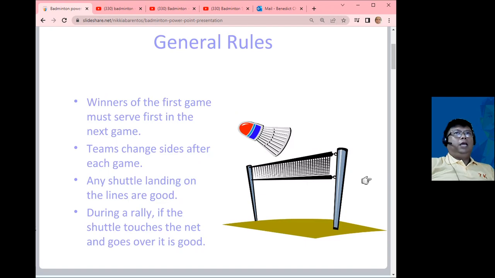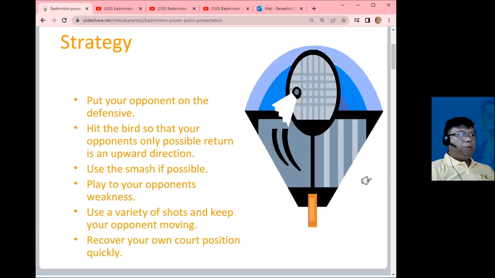Technically you should be able to have the same service in the succeeding games. Teams change sides after each set game. Any shuttle landing on the lines is good. Technically, pag tumama po sa line, good po yan. During a rally, if the shuttle touches the net and it goes over, it is considered a good ball.